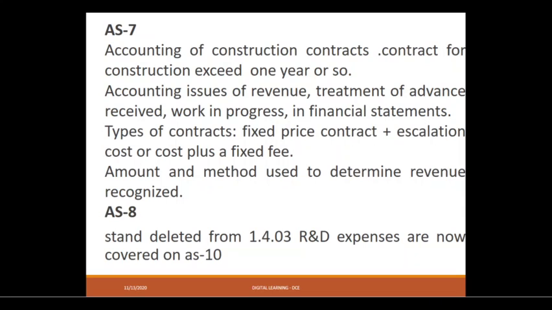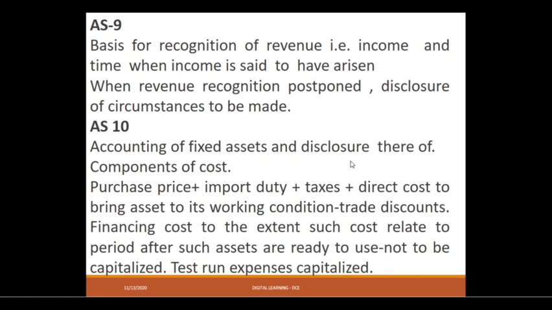Accounting issues of revenue, treatment of advances received, work in progress in financial statements. Types of contracts may be fixed price contract, fixed price with escalation, or cost plus a fixed fee. Amount and method used to determine revenue recognized. Accounting Standard 8 deals with accounting for research and development. Accounting Standard 9 is revenue recognition, the basis for recognition of revenue.